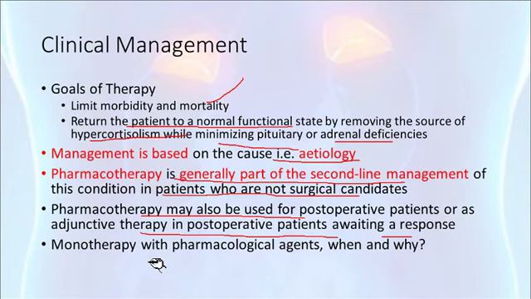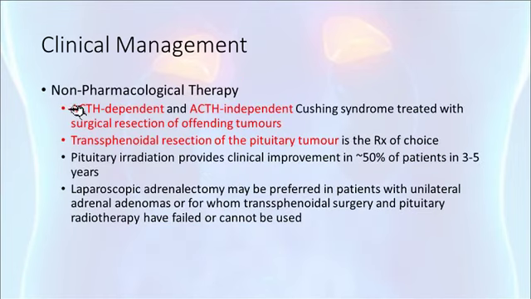Monotherapy with pharmacological agents has its own set of uses and may be useful in certain scenarios. Primarily, single-use or monotherapy with pharmacotherapeutic agents is used for palliative treatment when surgery is not indicated. Non-pharmacological therapy for both ACTH-dependent and ACTH-independent Cushing syndrome deals with surgical resection of the offending tumor. Transsphenoidal resection may be required and is the treatment of choice when it is a pituitary tumor.